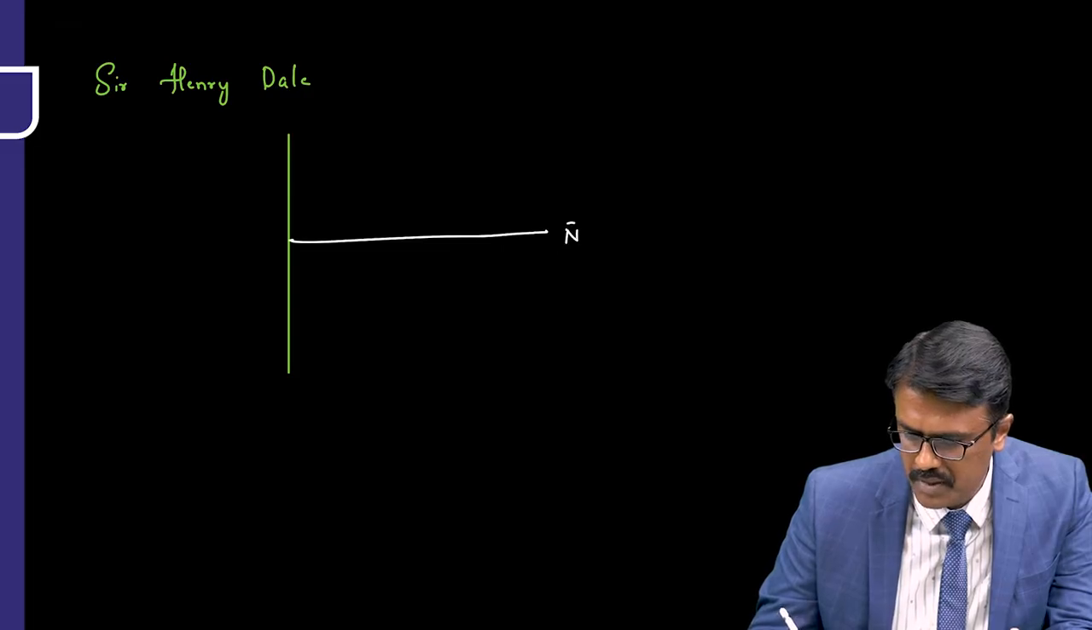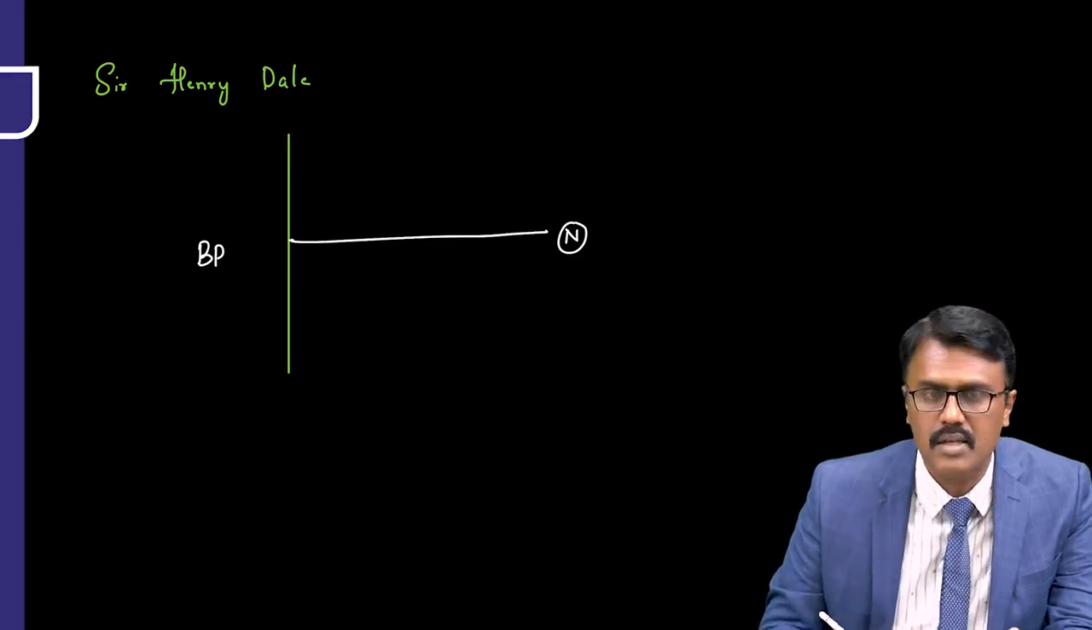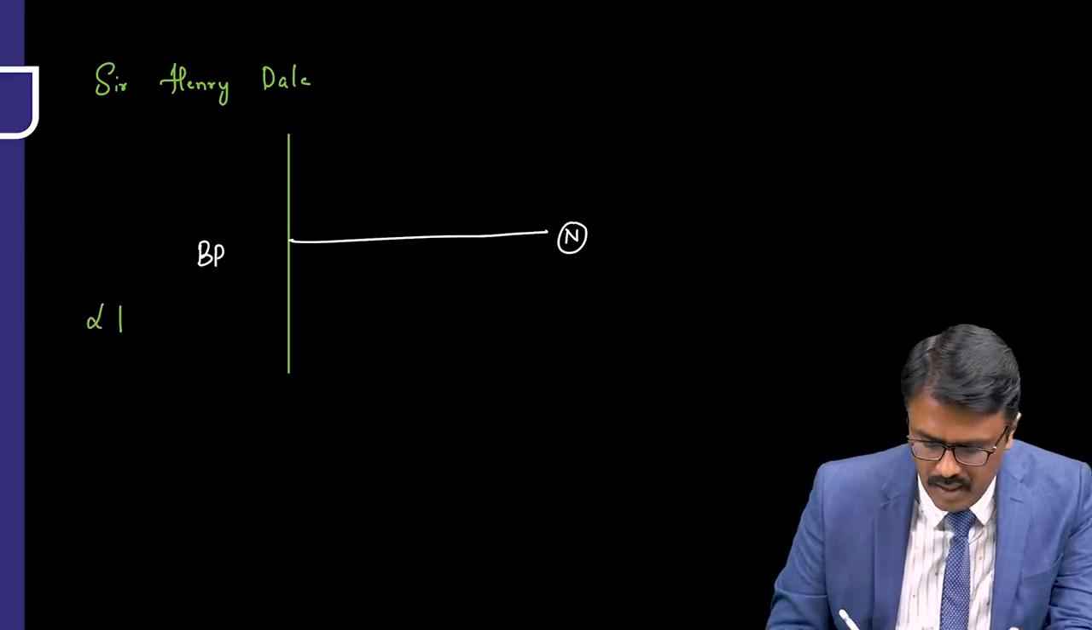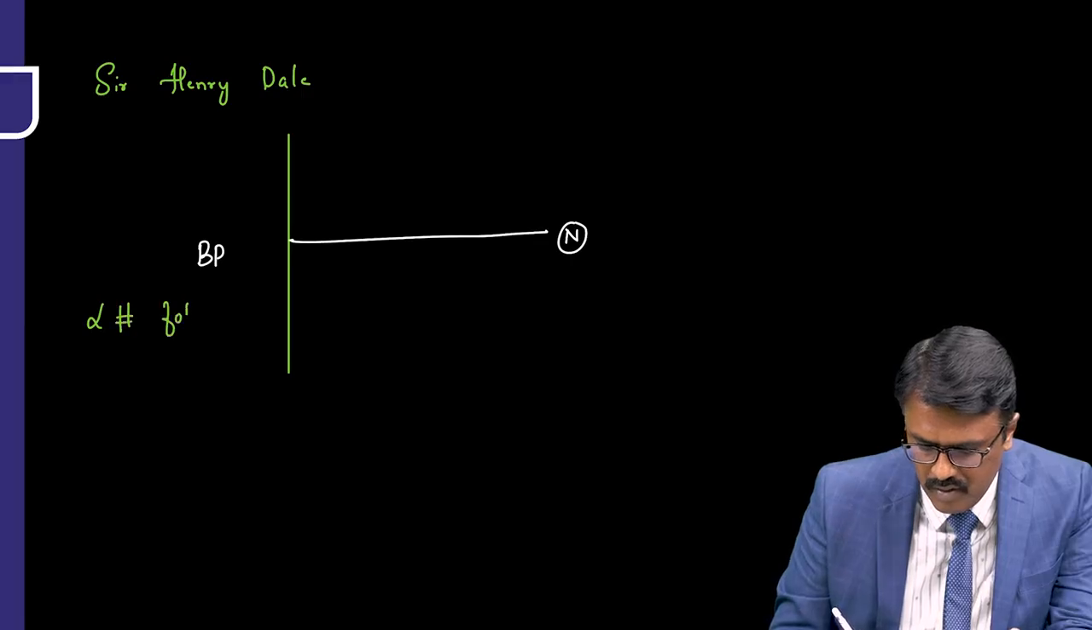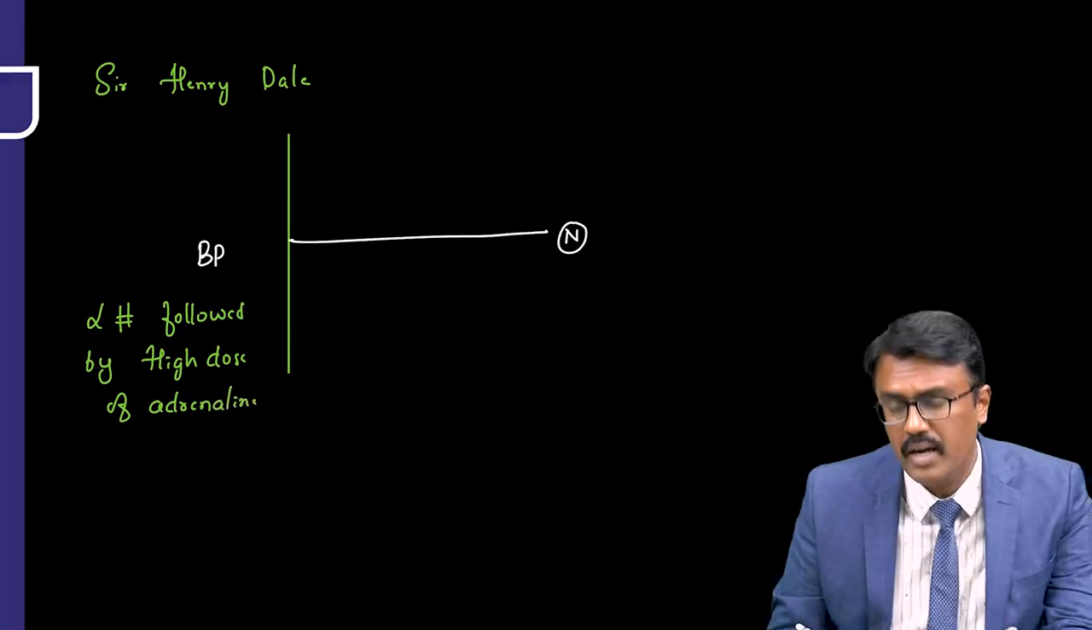So this is the normal blood pressure. This is the BP measurement. So what he did is, he gave alpha blocker followed by high dose of adrenaline.